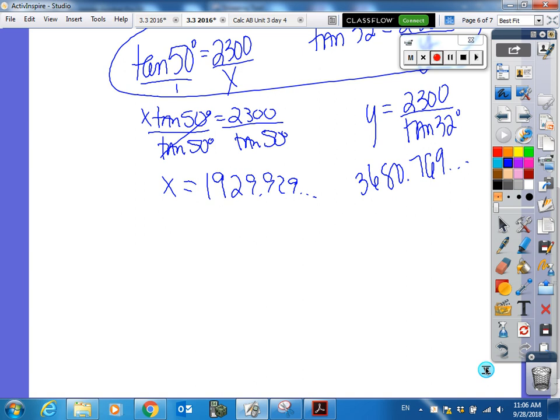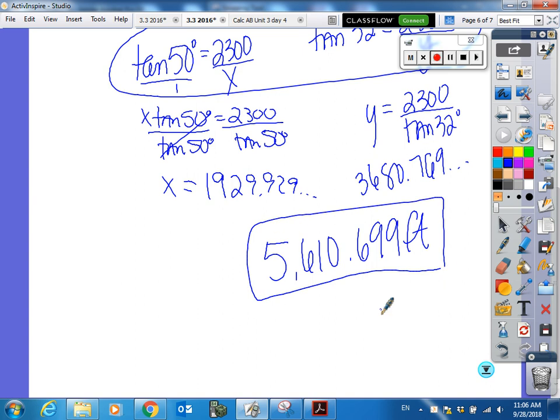Don't ever type rounded answers into your calculator. Always scroll up and grab or store. So 5,610.699 feet. Because if you are ever more than 1/1000th off, that answer is wrong, because that means you typed rounded answers into your calculator. 1/1000th means a rounding error. More than that means you typed rounded answers into your calculator. Never ever type in rounded answers.